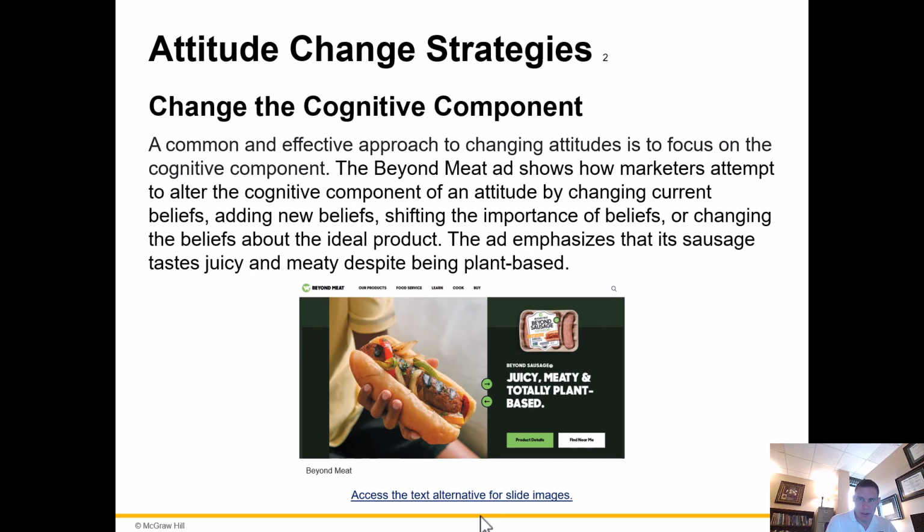The Beyond Meat ad below shows how marketers attempt to alter the cognitive component of an attitude by changing current beliefs, adding new beliefs, shifting the importance of beliefs, or changing the beliefs about the ideal product. The ad emphasizes that its sausage tastes juicy and meaty despite being plant-based.